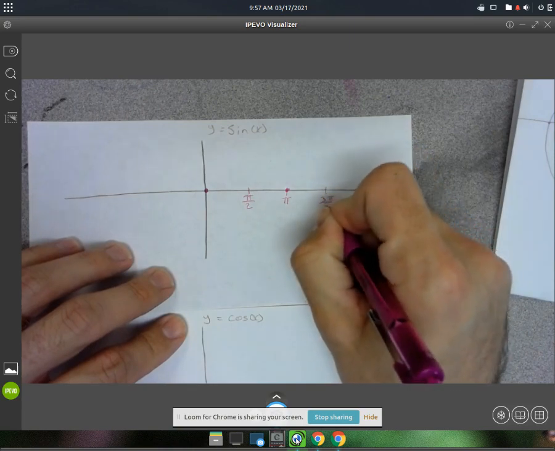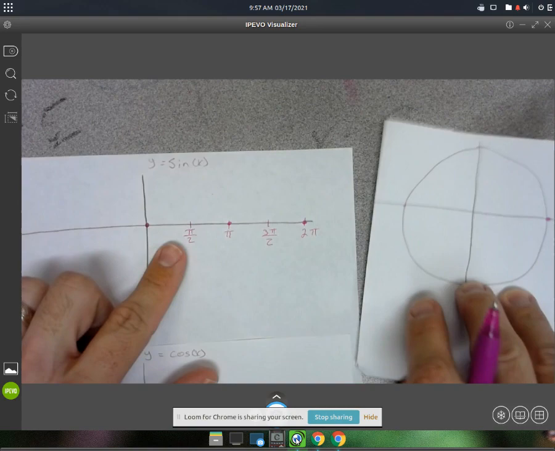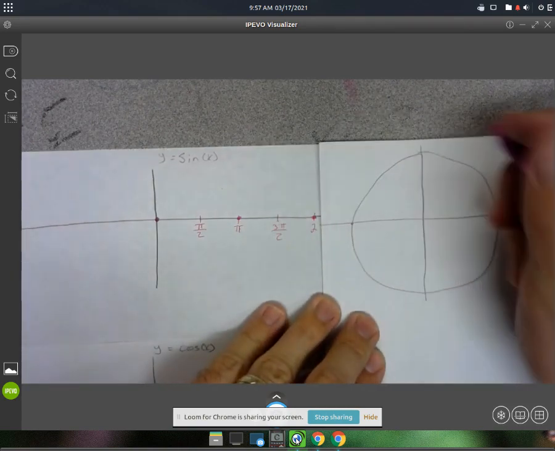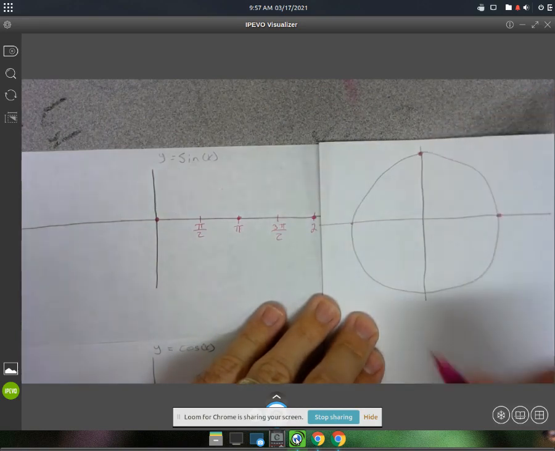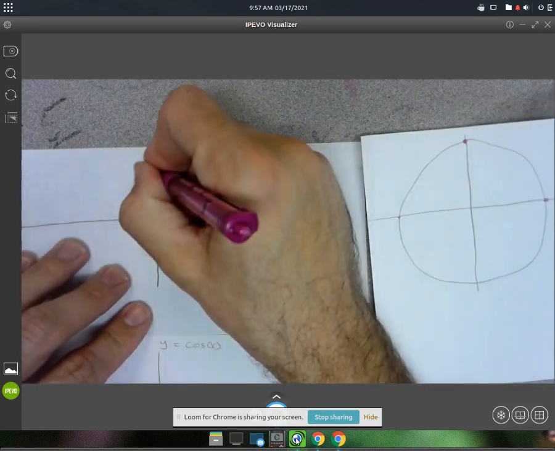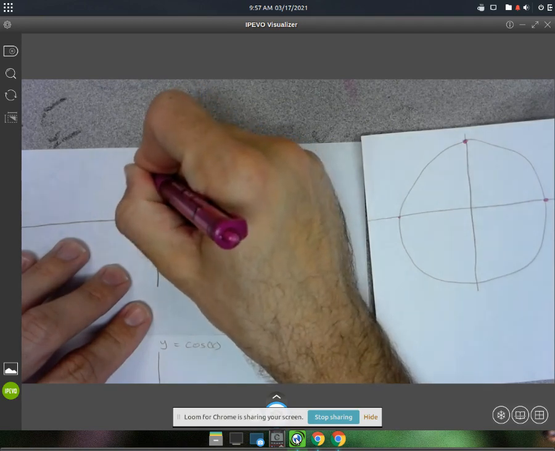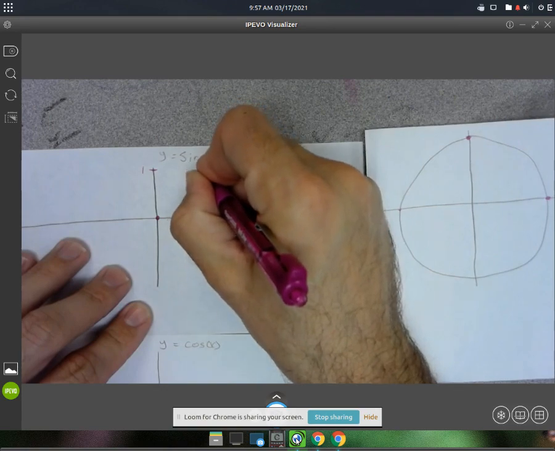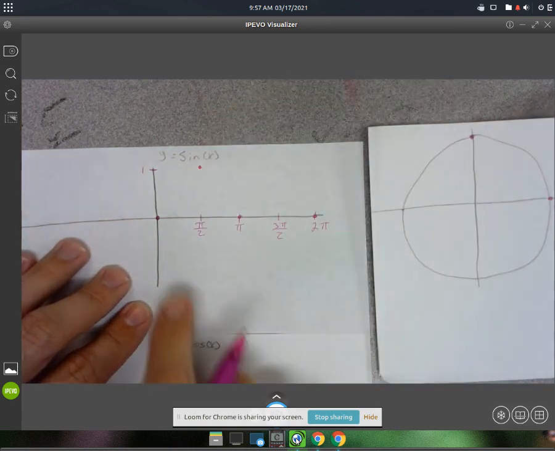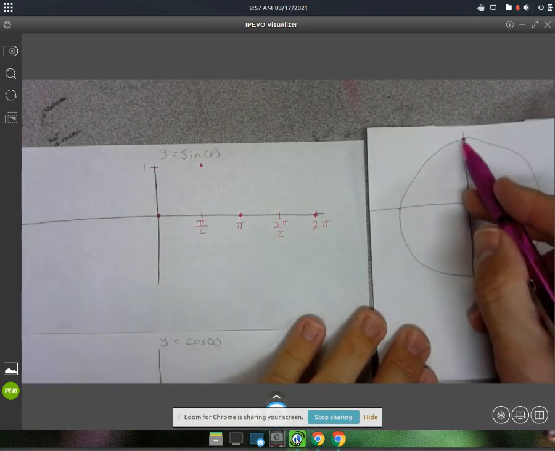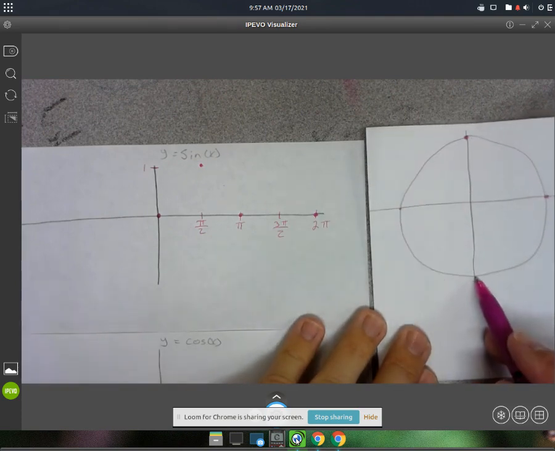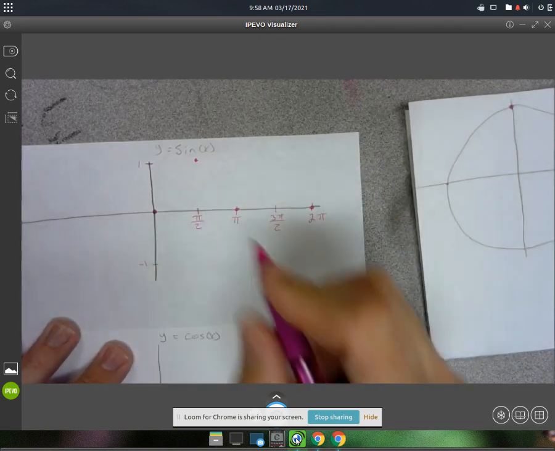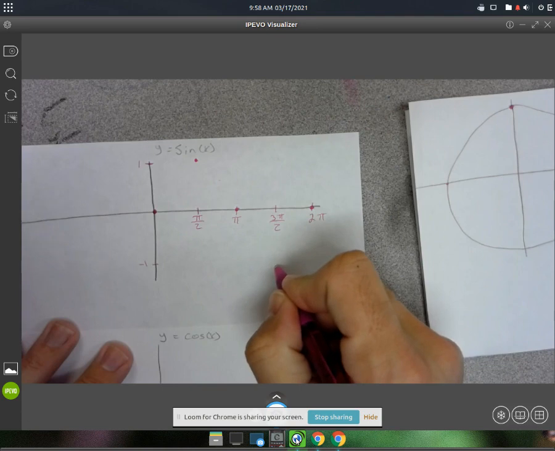3 pi over 2. And let's get those y values according to the unit circle real quick. So at pi over 2, there's a y value here of 1, and that's the highest that this graph ever makes it to. So the highest it ever gets to is 1, and that occurs at pi over 2. And at 3 pi over 2, the y value here is -1. So I'll draw a -1 down there.